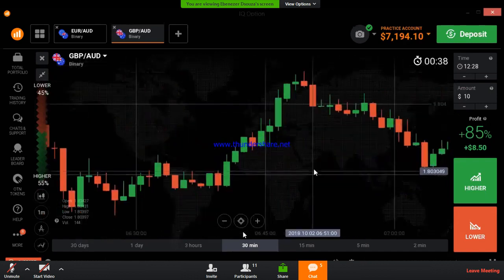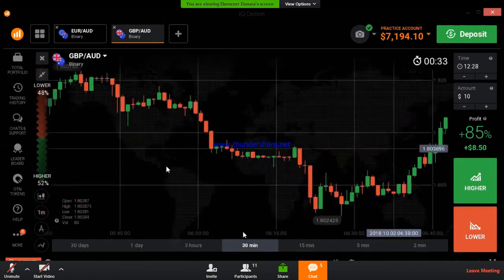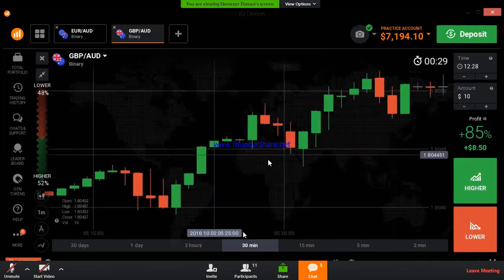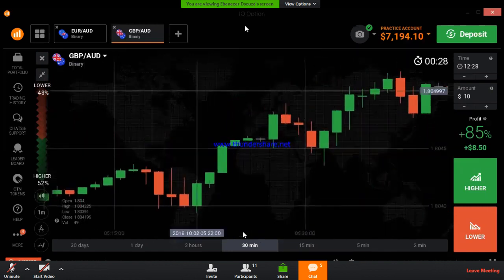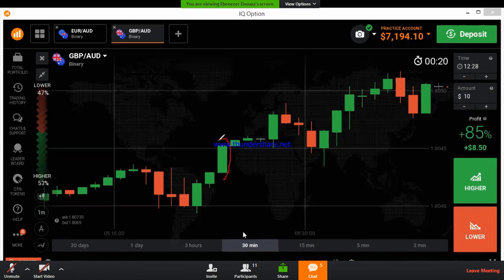So you can see here. Okay, no, this is not good. Okay, you can see here. So this is the weak candle here. Okay, you can see this is a strong candle, right?